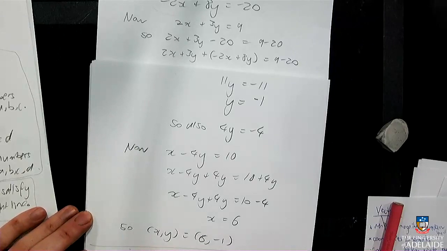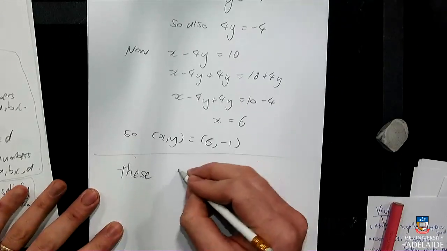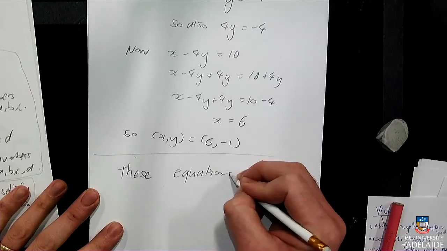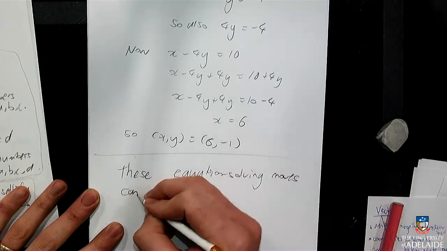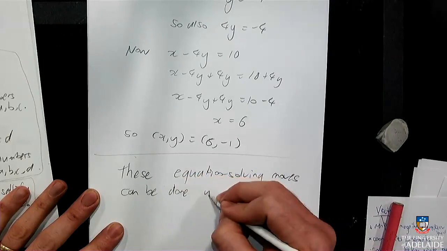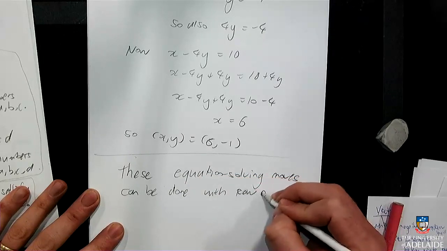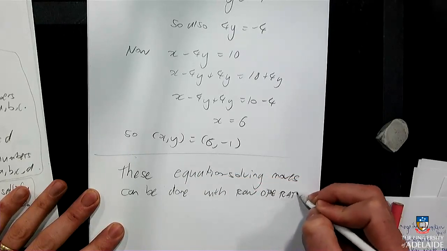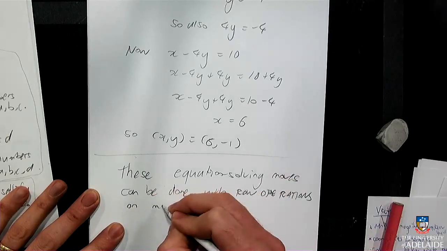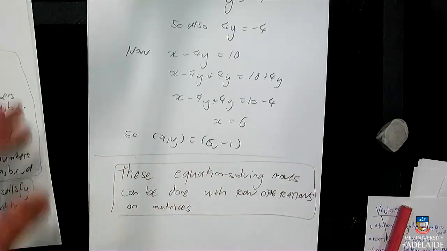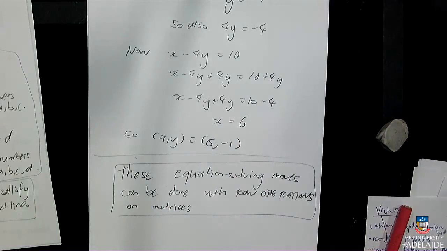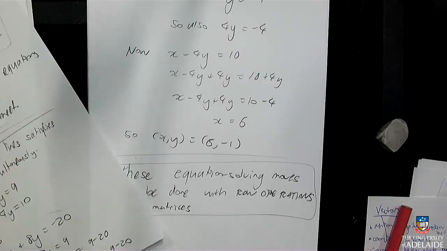So these moves can be done with row operations on matrices. Okay, so I'm going to do an example, and then I'm going to tell you about the row operations, and I'm going to do another example, and then I'm going to do it in 3D. Okay? Cool. Good-o.